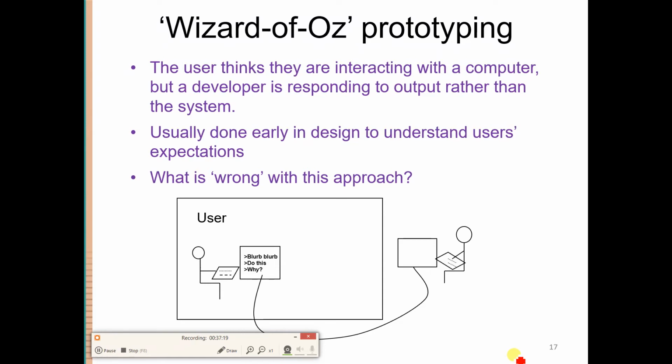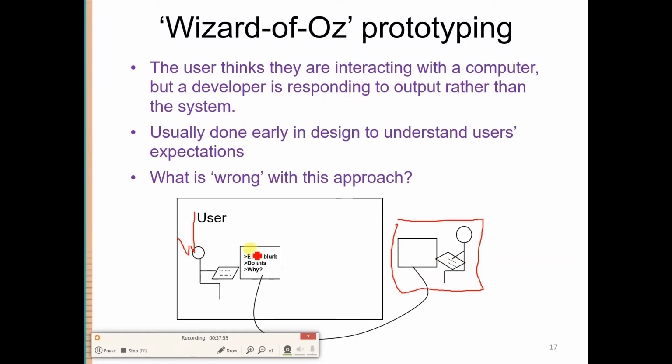As I told you, there is a technique called Wizard of Oz prototyping. Let's see what Wizard of Oz prototyping is. In this picture you can see there is a user, and the user is interacting with some person or some system, but the user doesn't actually know whether this is a person or a computer. He is just interacting with it. The user thinks they are interacting with a computer, but a developer is responding instead of the system.